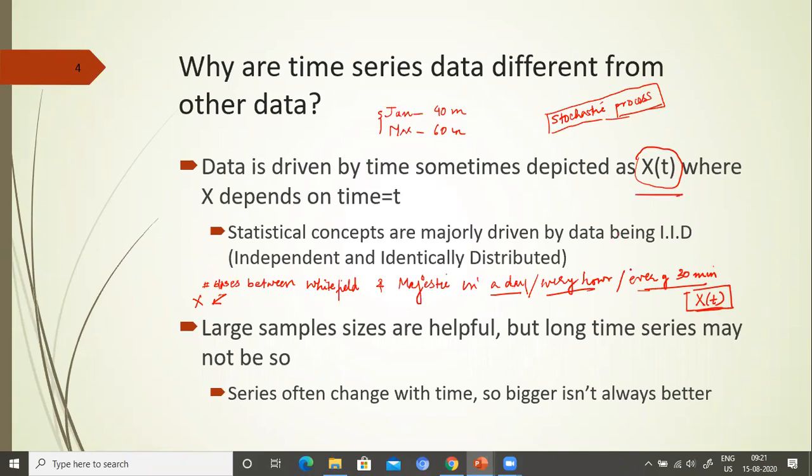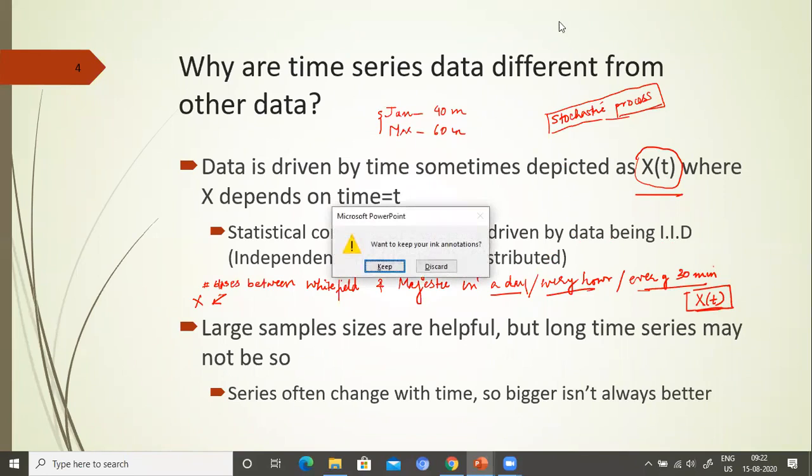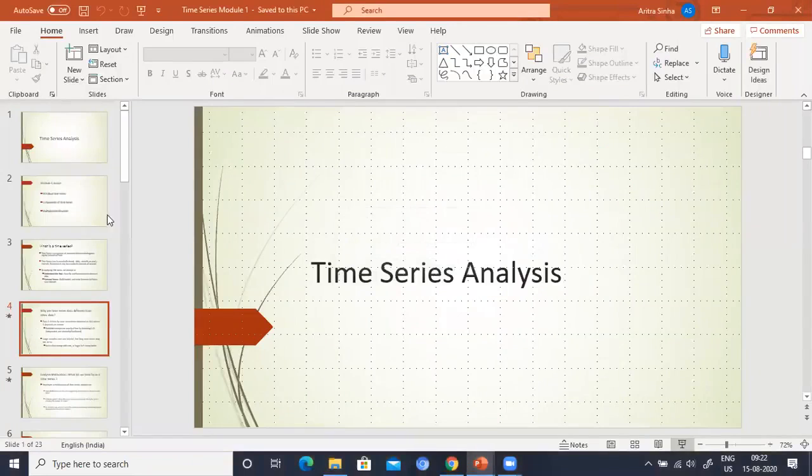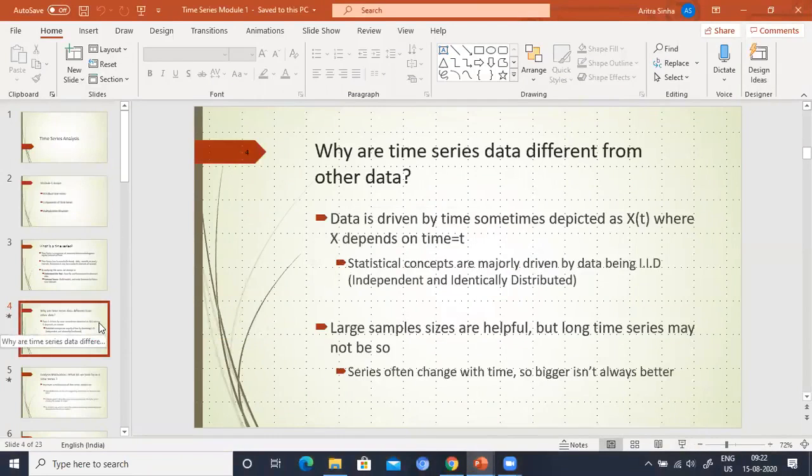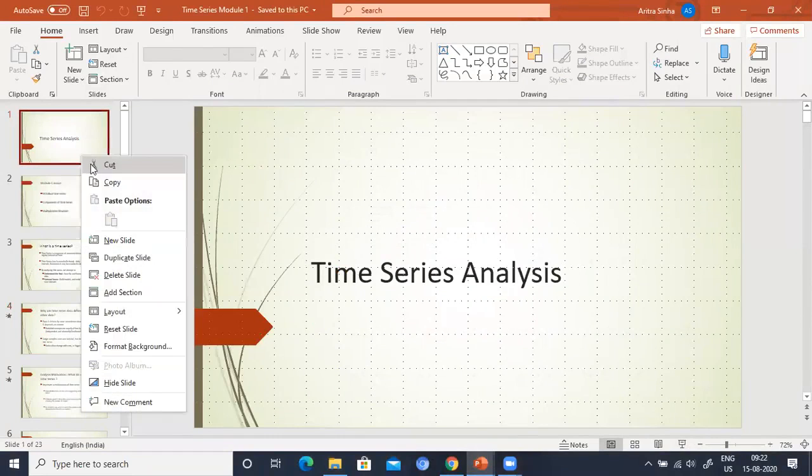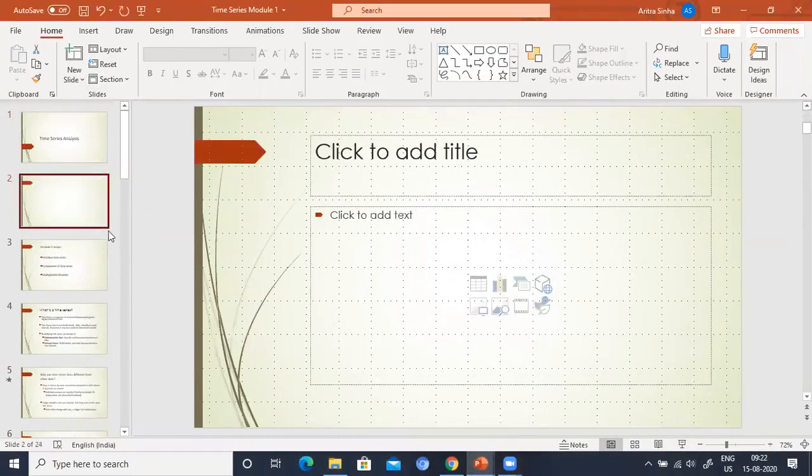Keep that in mind. The major difference between time series and machine learning, this is important to understand. What I'm going to do is try to create a new slide somewhere, and it will then probably give us something to write on. I guess we could do that here.